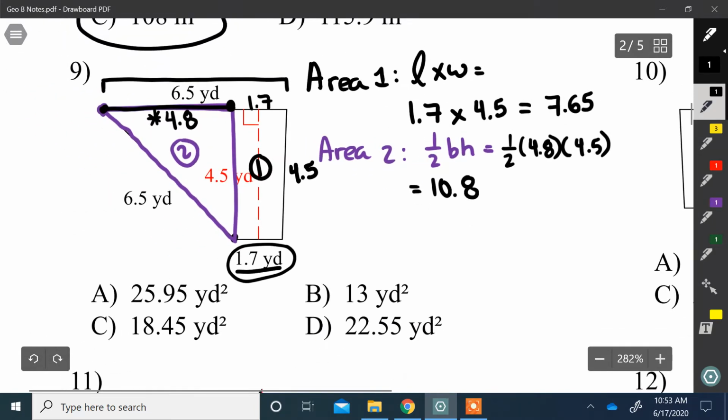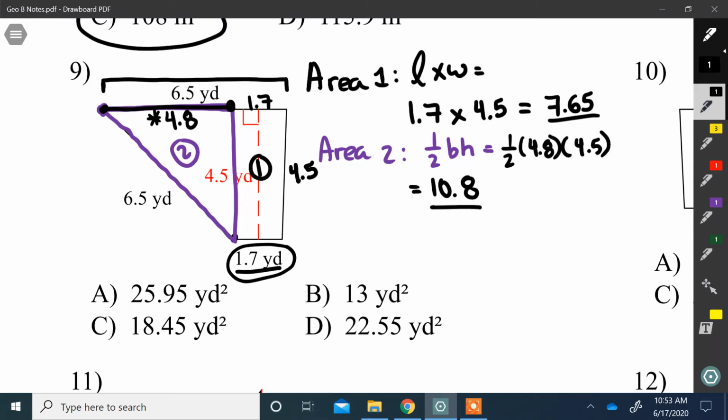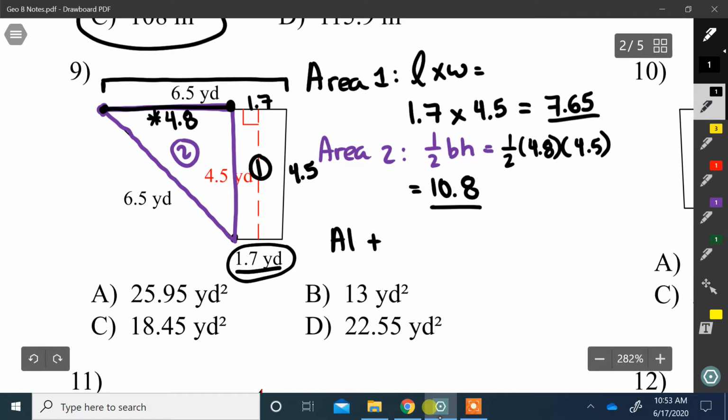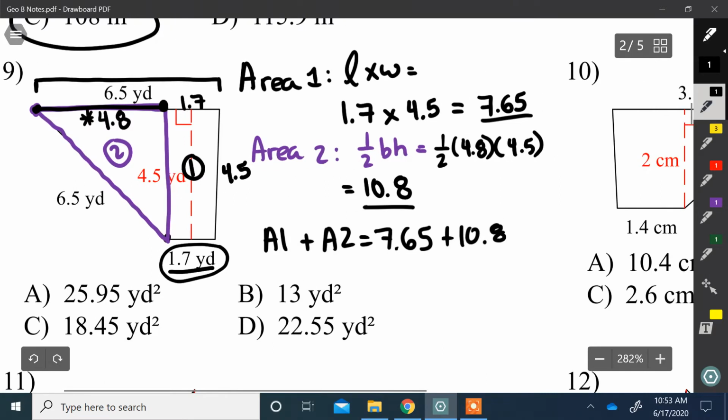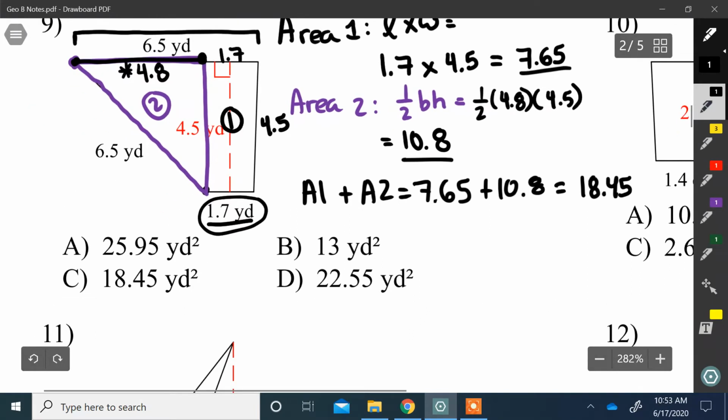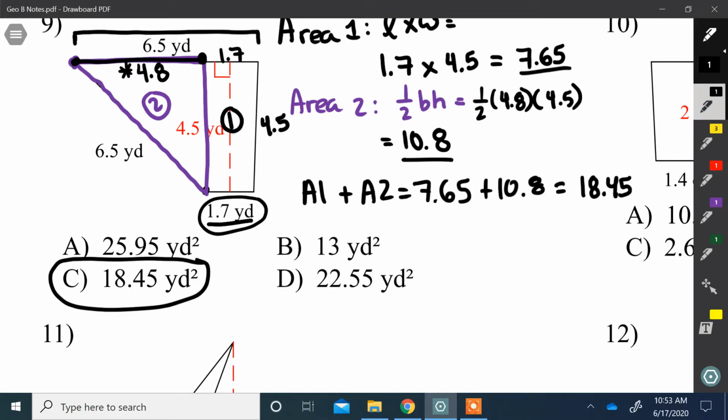We're going to add my first area plus the second area, and that should give me my final answer. So area 1 plus area 2, so 7.65 plus 10.8 should give you your final answer, which in my calculator I got 18.45, which I see that it's C. Okay? All right. Very good, guys.